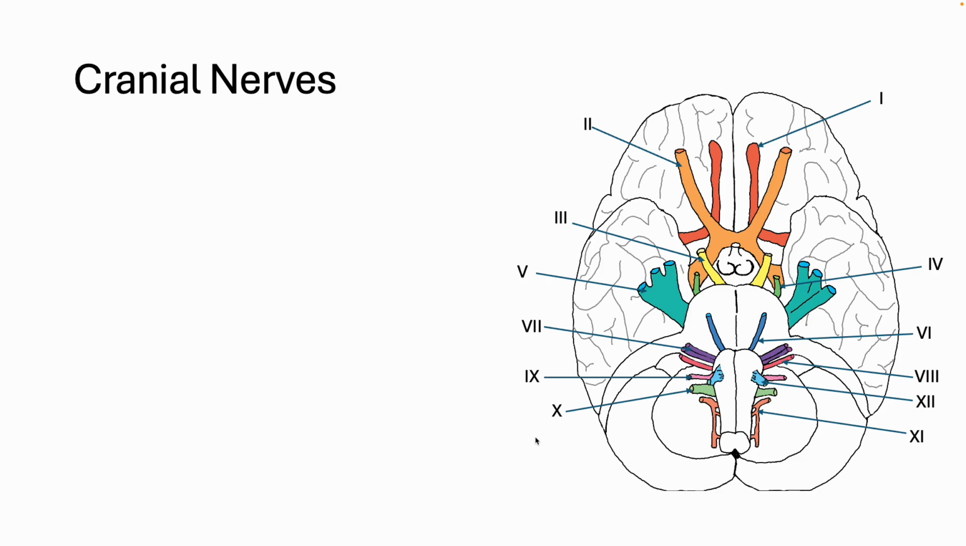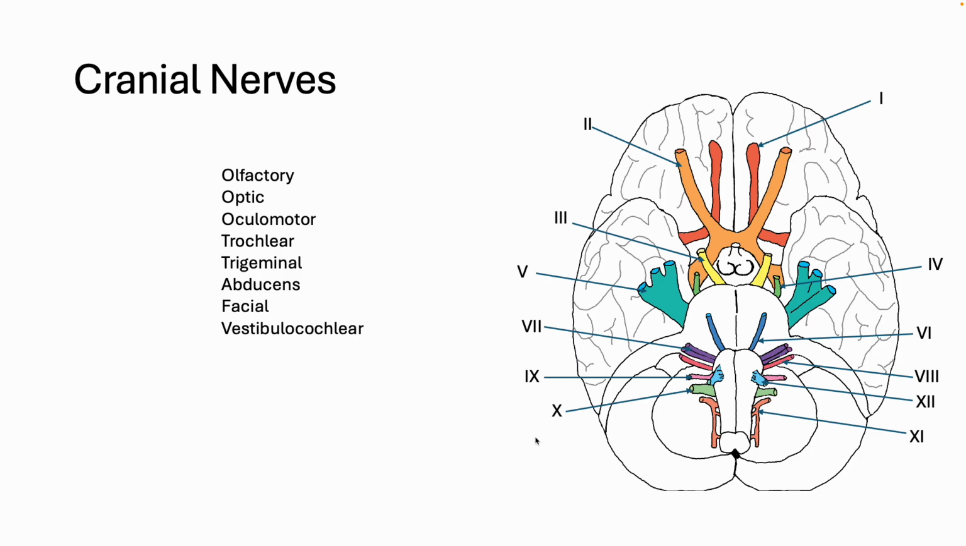So we have number 1 being the olfactory nerve, 2 being the optic, 3 oculomotor, 4 trochlear, 5 trigeminal, 6 abducens, 7 facial, 8 vestibulocochlear, 9 glossopharyngeal, 10 vagus, 11 accessory, and 12 hypoglossal.